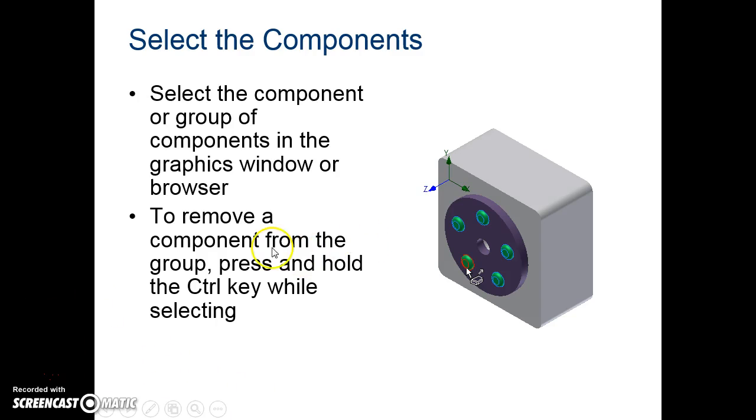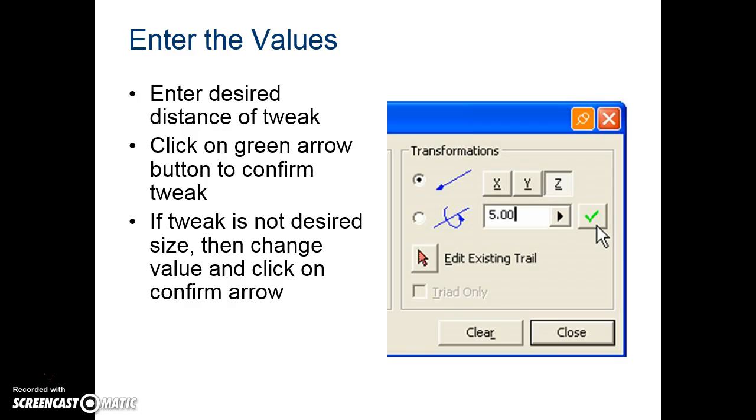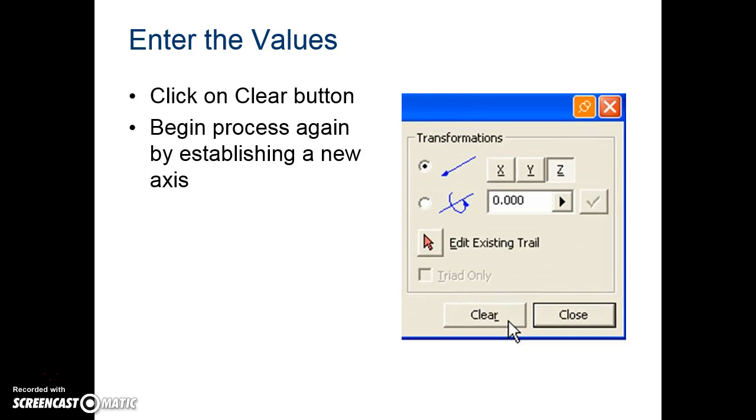To remove a component from the group, press and hold the Control button while selecting. Enter the desired distance of the tweak. Click the green arrow to confirm the tweak. If the tweak is not the desired size, then click Change Value and click the confirm arrow. Click the Clear button and begin the process again by establishing a new axis.